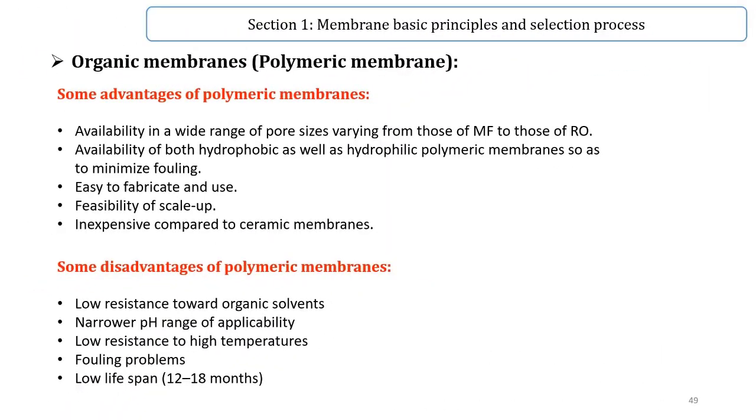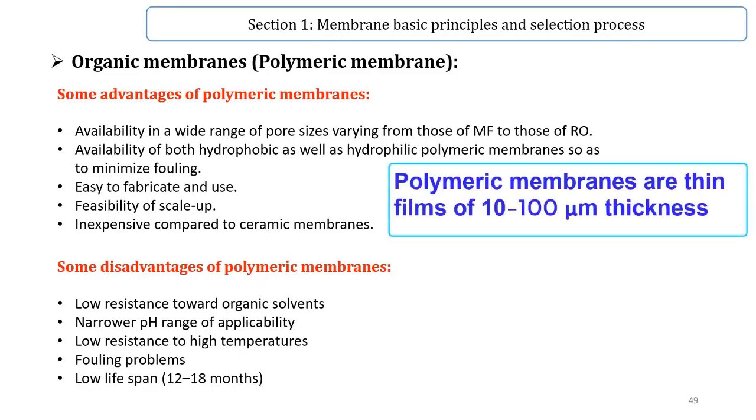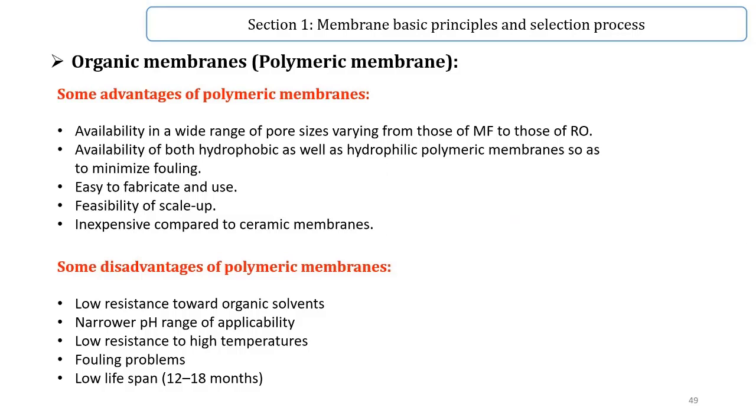Organic membranes advantage and disadvantage. Polymeric membranes are thin films of 10 to 100 micrometer thickness. Some of the common advantages of polymeric membranes are given, such as availability in a wide range of pore sizes, varying from those of microfiltration to those of reverse osmosis.